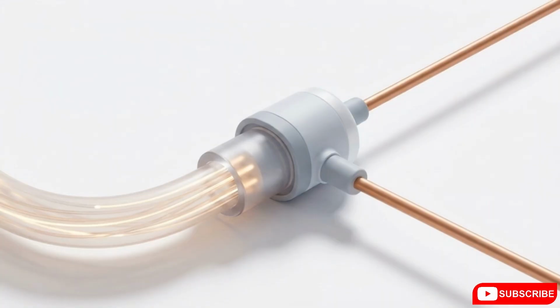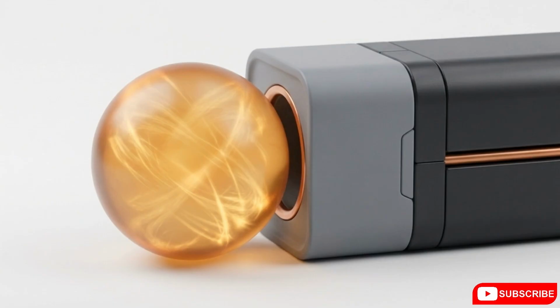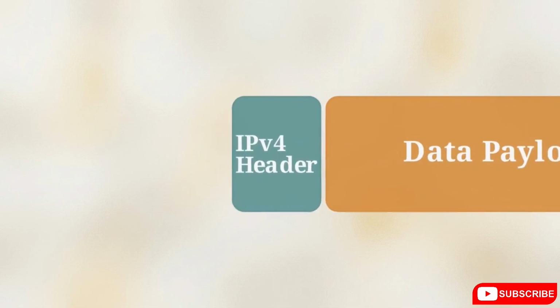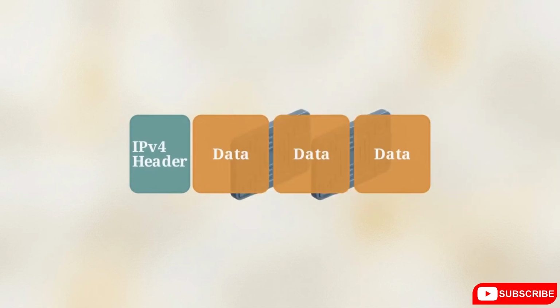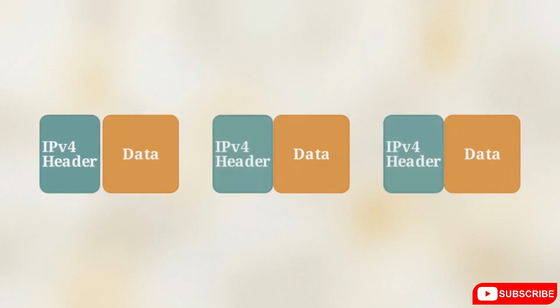Sometimes the data encounters a physical limitation. A pathway might have a smaller maximum transmission unit, a bottleneck the datagram simply cannot squeeze through. When this happens, the router checks the header's "Don't Fragment" flag. If that flag is clear, the router begins slicing the payload into smaller, manageable chunks.